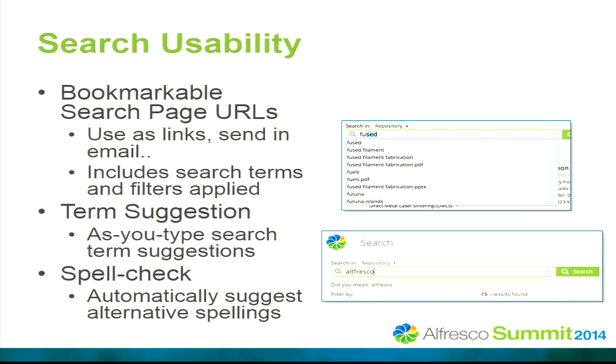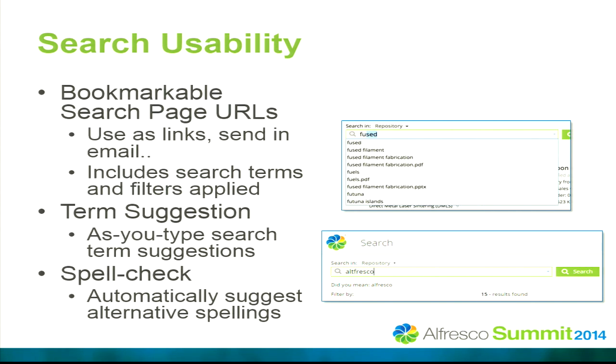There are as-you-type term suggestions that are driven from the index. So as you start to type the word Alfresco, it prompts you with other terms and phrases that you may want to search for.